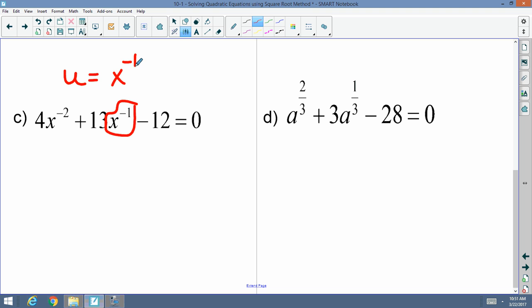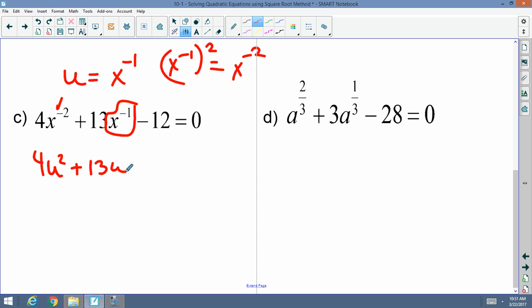So this is 4u squared. Because what's x to the negative 1 squared? X to the negative 2. So that's 4u squared plus 13u minus 12 equals 0.